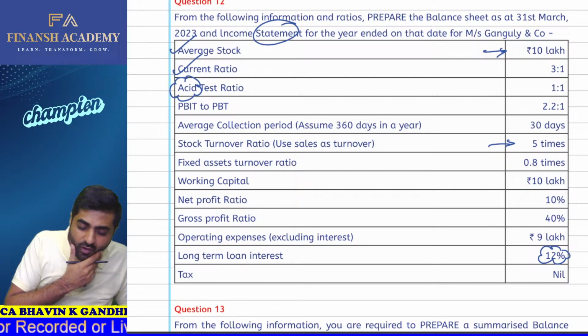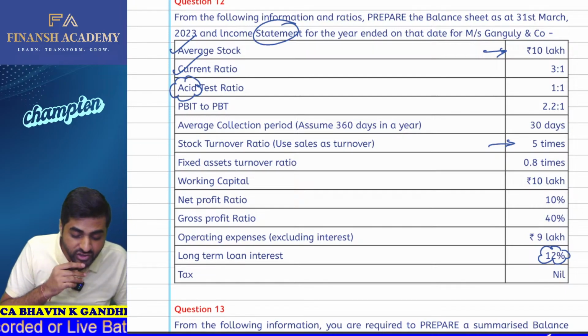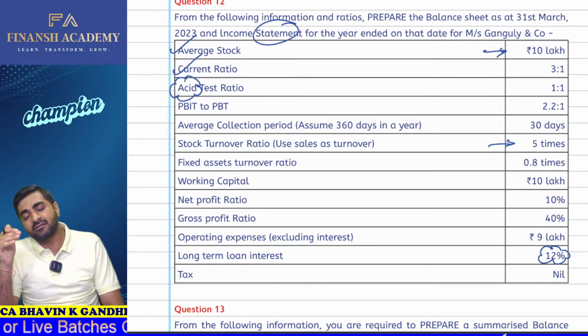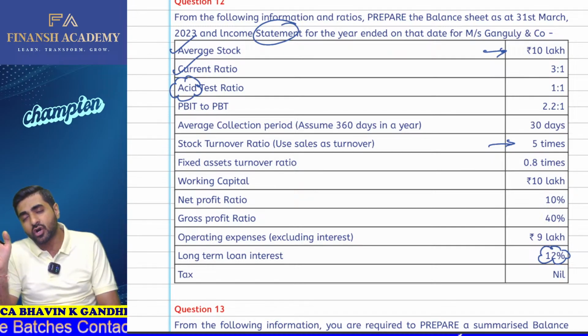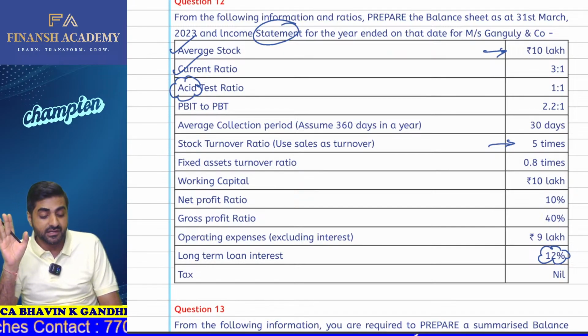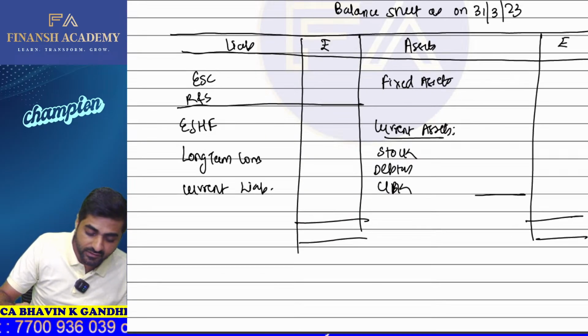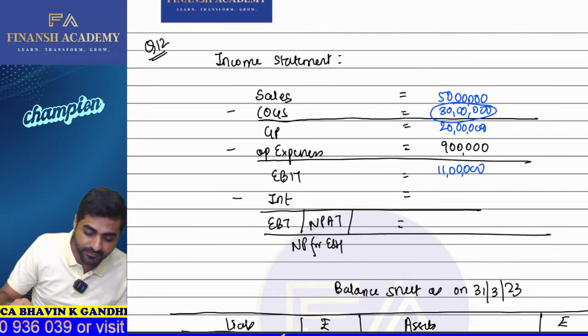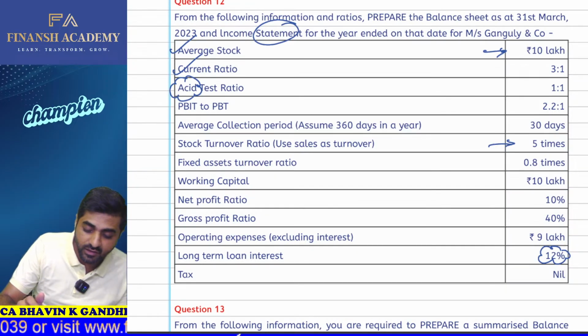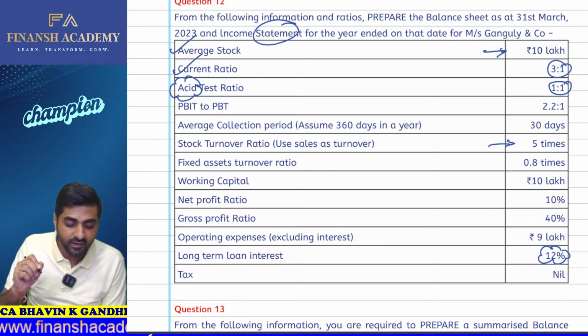Now I can actually use my quick ratio, but quick ratio is your current assets minus stock minus prepaid upon your current liabilities. Unfortunately, till now, I don't have the breakup available of anything. So I'm not going to do that. So my current ratio is also remaining. My acid test ratio is also remaining.